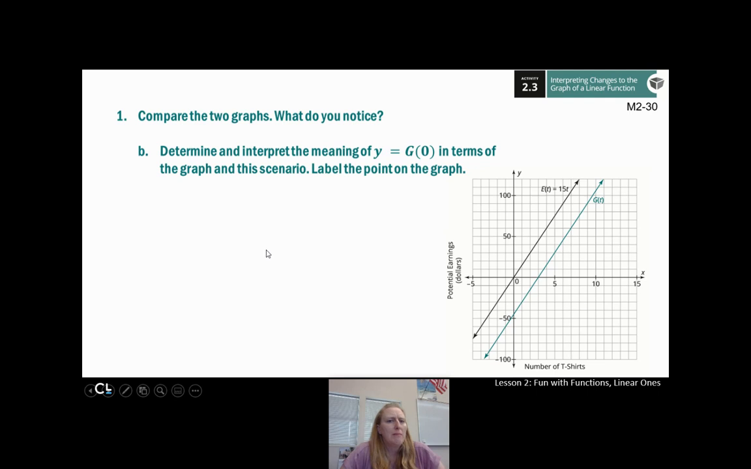Determine and interpret the meaning of y equals g of 0 in terms of the graph and the scenario, and label the point on the graph. So if I'm doing g of 0, remember that means we're plugging in a 0. Where is that on my graph, and what does that mean in terms of our scenario? Go ahead and hit pause to take care of that, and then hit play when you're ready to check your work.